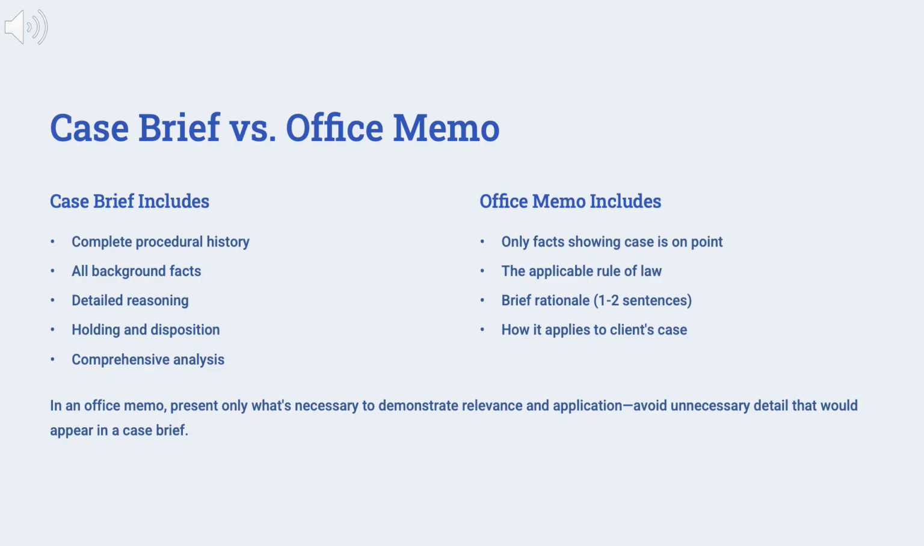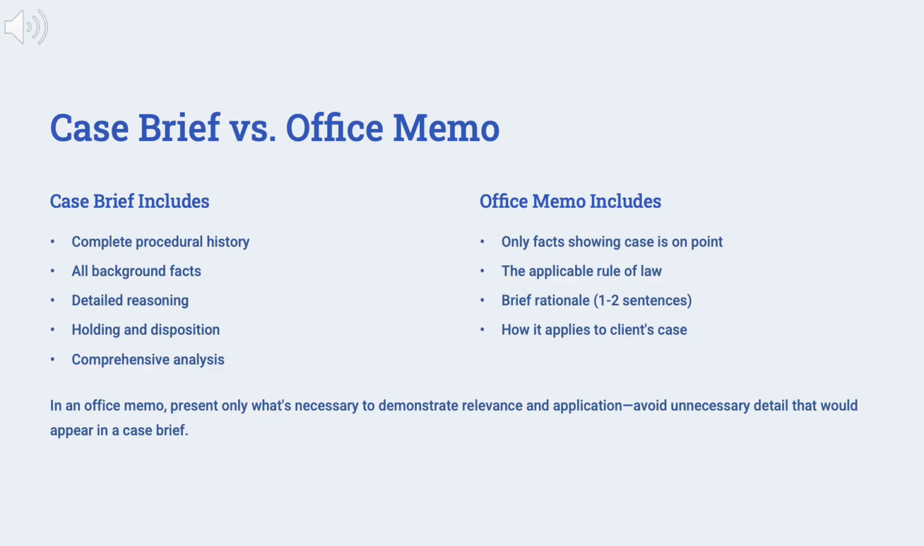It is to present only what is necessary to demonstrate the case's relevance to the issue and to show how the court's rule applies to the client's facts. In the memo, this means presenting only the facts that show the case is on point, the applicable rule of law the case establishes, a brief explanation of the court's rationale, and the connection to the client's situation. Everything else, procedural history, unrelated background, extended quotations from the opinion, belongs in a case brief, not a legal memo.